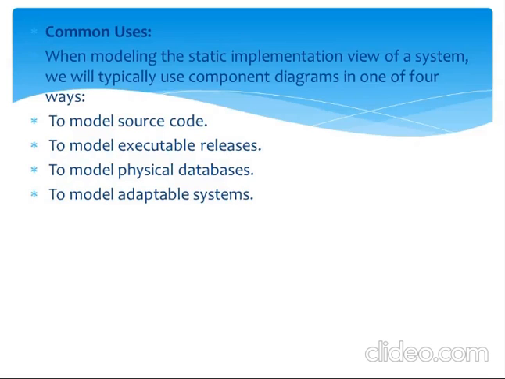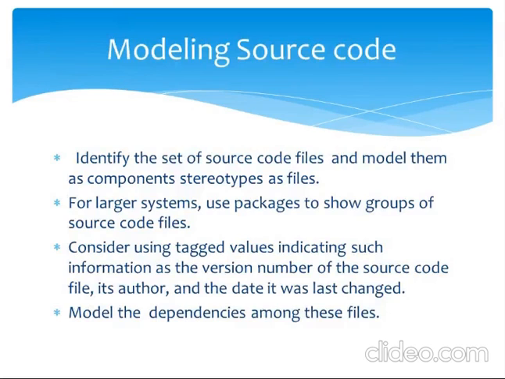First of all, how to model? These are the common modeling techniques which can be done by a component diagram. The first common modeling technique is to model source code. So how to model source code? In order to model source code, first of all we have to identify the source code files. Then we model these source code files as components using some stereotypes. For a larger system, we use packages instead of individual source code files.